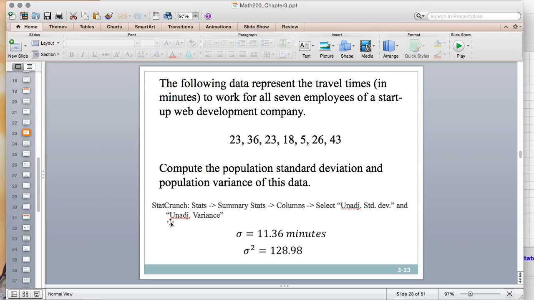So what we do in this case is we go to Stat, Summary Stats, Columns, and then we want the population standard deviation and the population variance. So what we actually do is we select what is abbreviated as unadjusted standard deviation and unadjusted variance. The adjusted standard deviation and adjusted variance have been adjusted for samples. So if you have a population, you want to select the unadjusted versions.